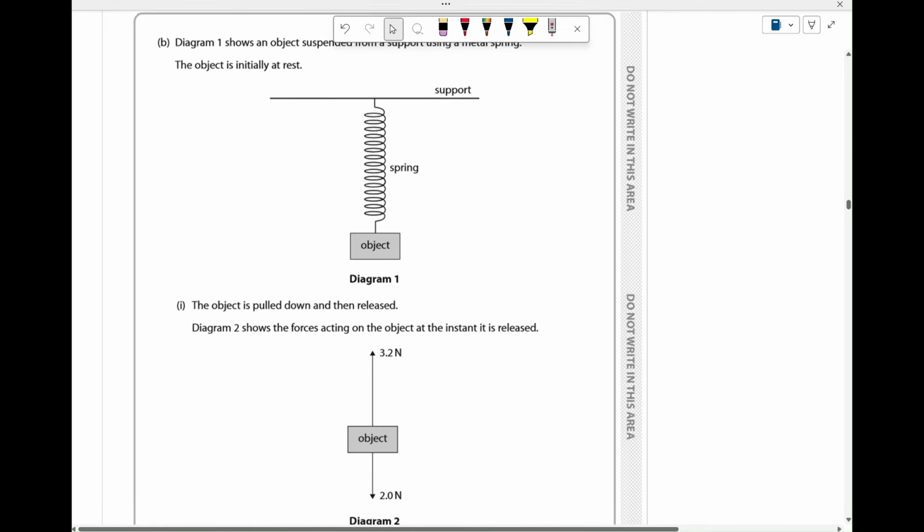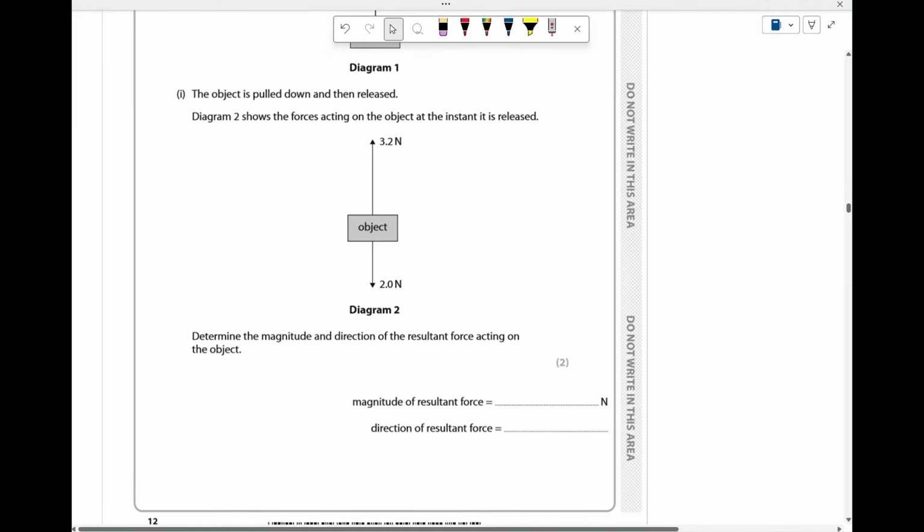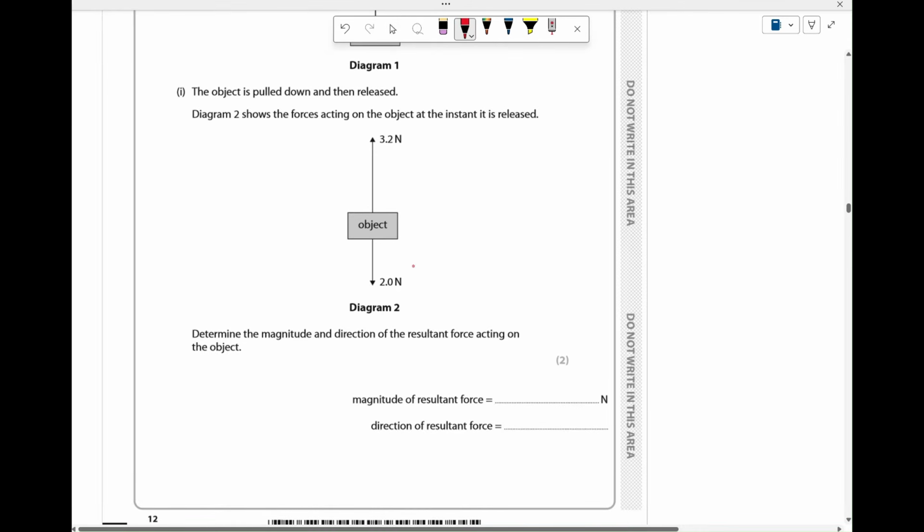What do we have here? We have an object on a spring. Okay, we pull it down and release it. Determine the magnitude of the resultant force. Well, it's got 2 newtons going down. It's got 3.2 newtons going up.